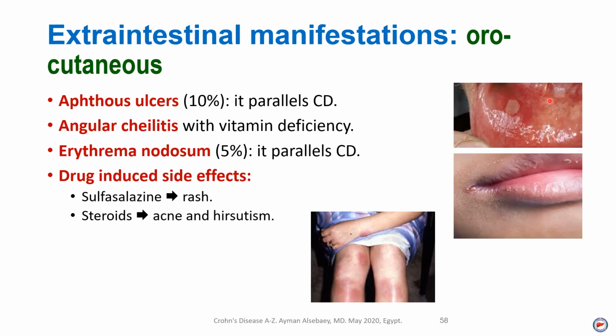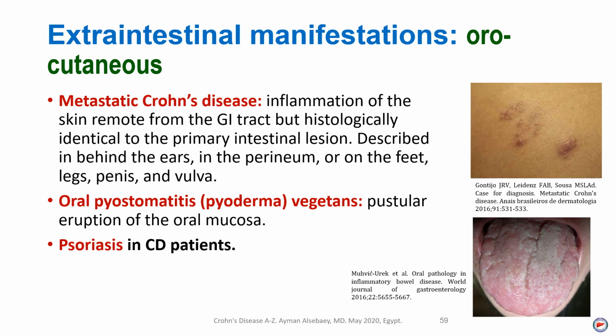Aphthous ulcers are present in 10% of the patients. We may have angular stomatitis due to vitamin deficiency, okay? Erythema nodosum, which occurs on the extensor surfaces of the limbs, okay? And it parallels the Crohn's disease activity. So just giving treatment for Crohn's disease will improve it spontaneously. We may have side effects, of course, from the drugs like steroids and sulfasalazine.